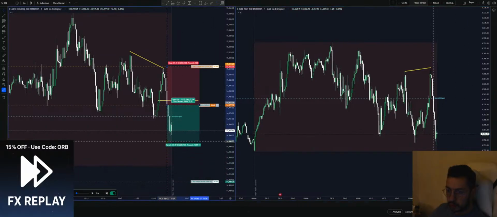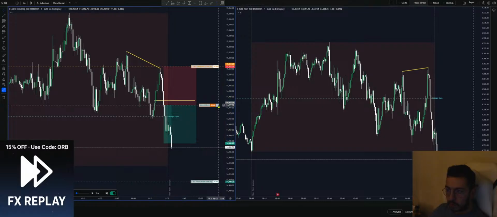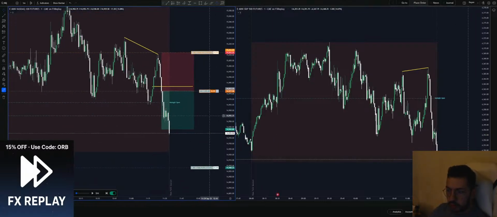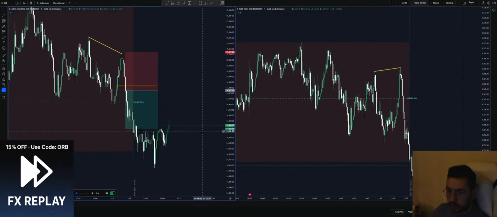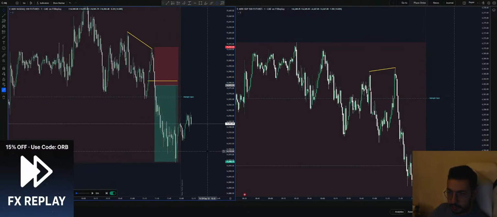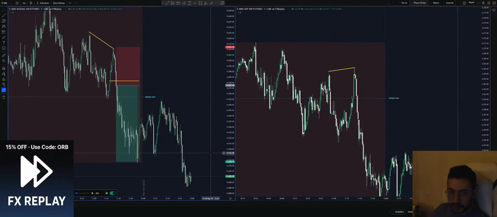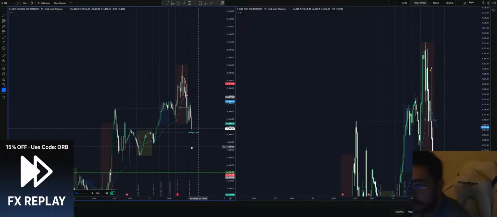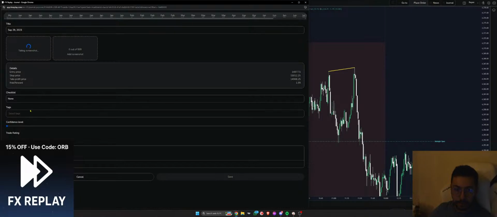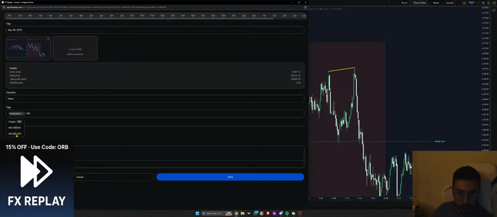Where's the one-to-one? Just take partial, stop loss to break even. Okay. TP hit. Oh my god, it just literally hit TP and reversed. It's crazy. Good. That's a really good end of the month. Wait, I need to journal that. VWAP below. Midnight open below, yes. SMT, yes. And then we're done with September. Save, man.